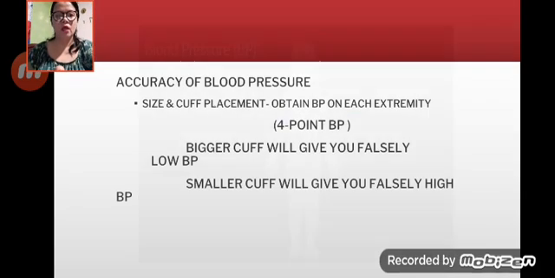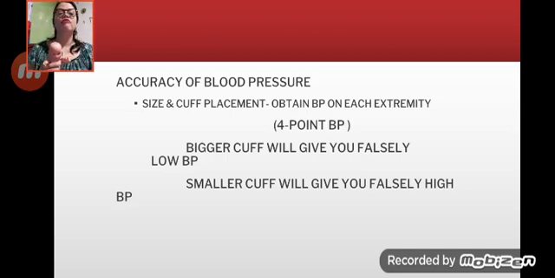You need to check for the size of the cuff and the placement of the cuff. Okay, so you need to obtain BP on each extremity, or what we call the 4-point BP. So when we say 4-point BP, you'll be checking the left and right upper extremity BP, and of course the left and right lower extremity BP.